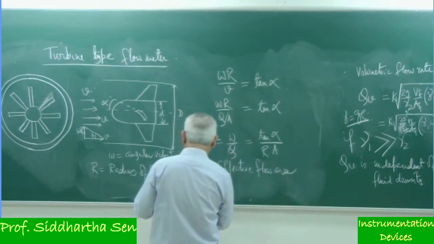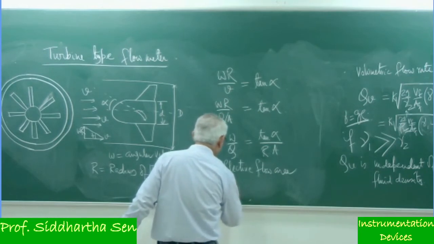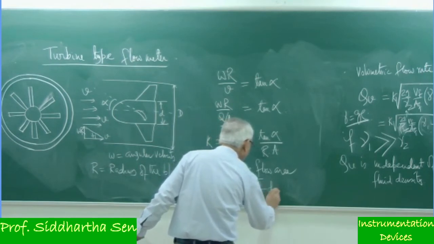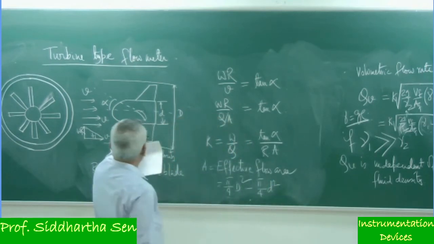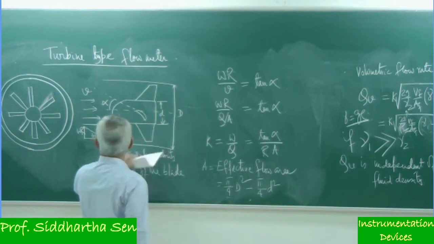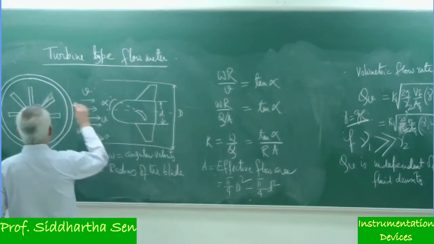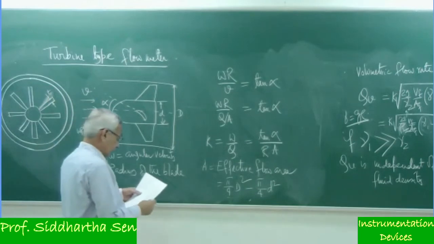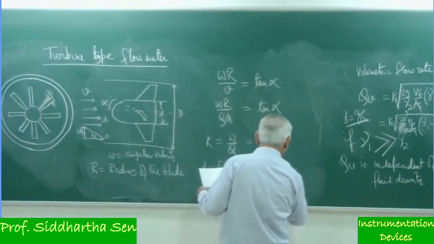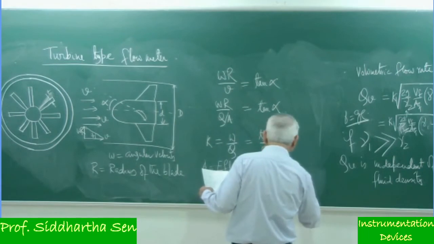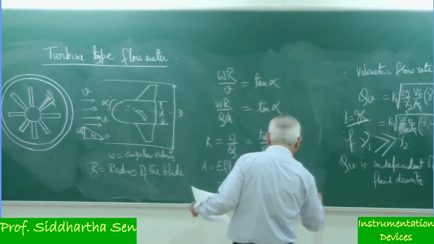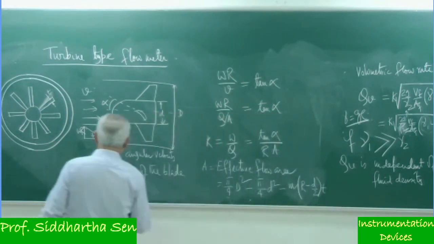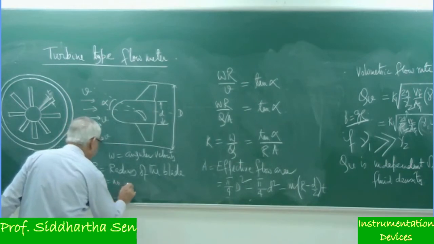What is effective flow area? It is pi by 4 into capital D square minus pi by 4 into small d square. But we need to consider the area of the blades also. Say each blade has a thickness T, so we can say it is minus m into (r minus d by 2) into thickness. What is m? M is the number of blades.